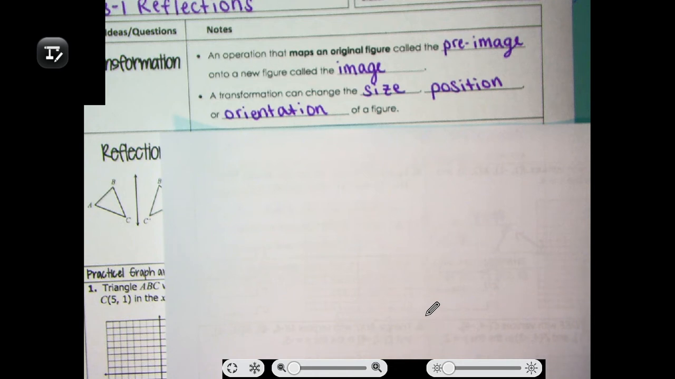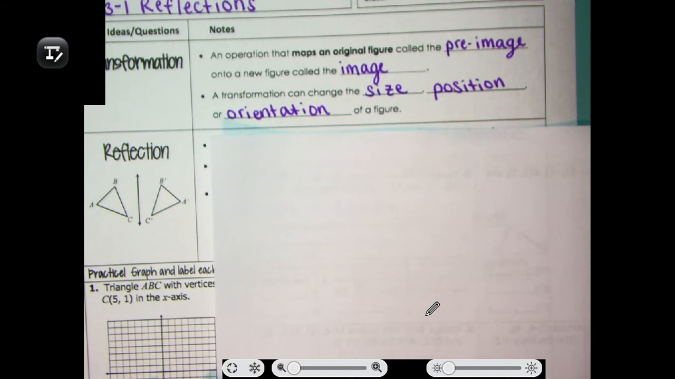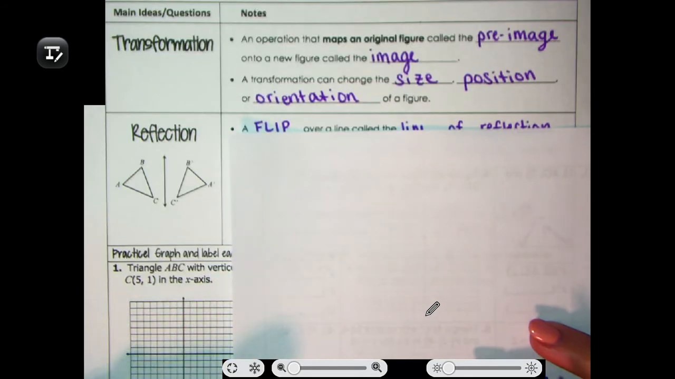So our first transformation that we're looking at in this unit is a reflection. With this chapter, chapter 3, it's all about transformation, so changing a figure, and we're going to break them up into the different types of transformation. So the first one being a reflection, so reflecting something. You have seen a couple videos on reflection. So some of this won't be brand new because you've seen it, but we're going to actually be practicing more with it today.